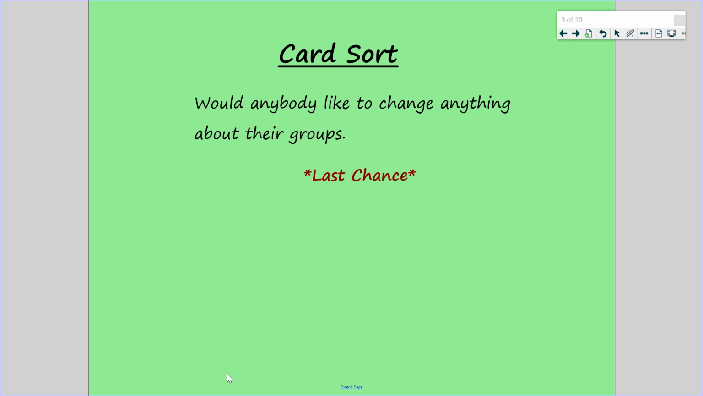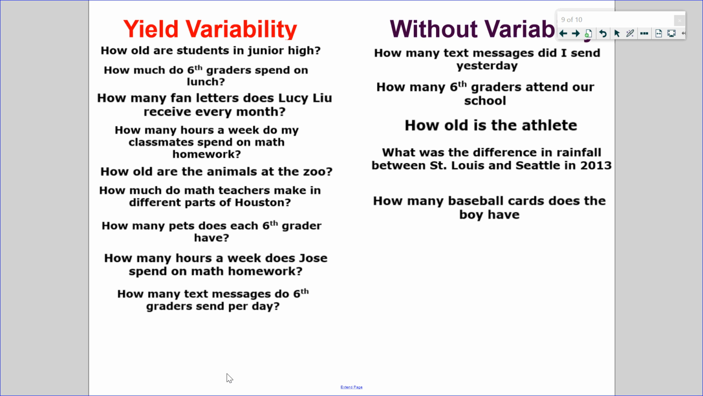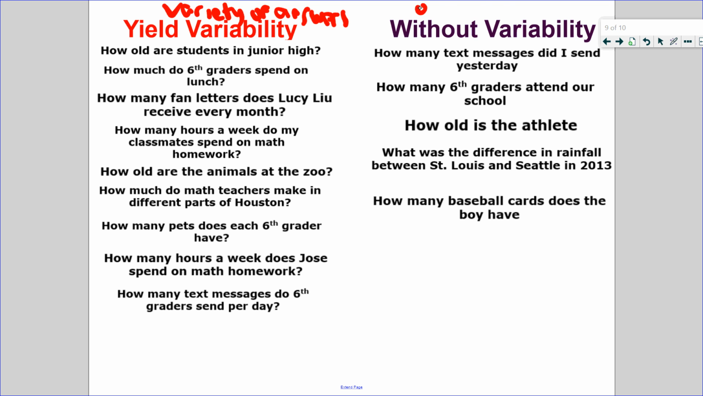So, would you like to change anything else now? Last chance. Well, here are the answers. If it yields variability, that means it has a variety of answers. These all have a variety of answers. Without variability, meaning it has only one answer. How many text messages did I send yesterday? That's one day. How many sixth graders attend our school? One answer. I think there's about 350 sixth graders with me.